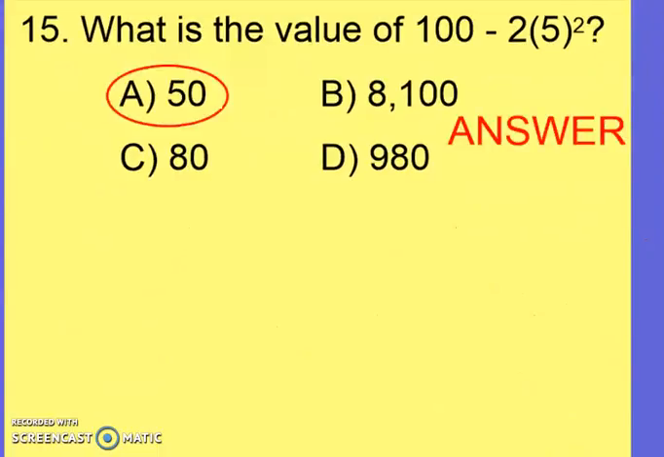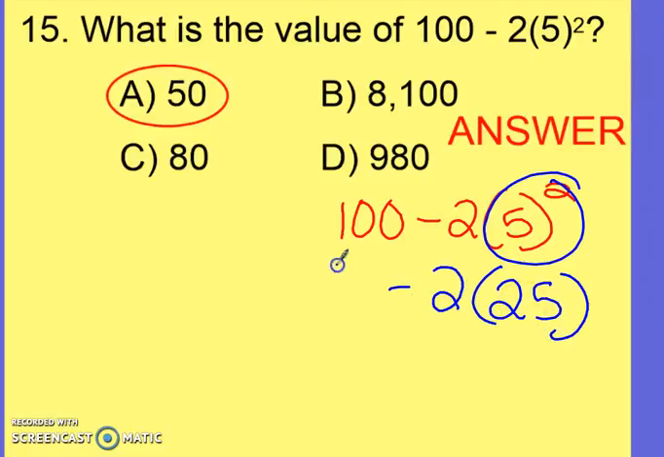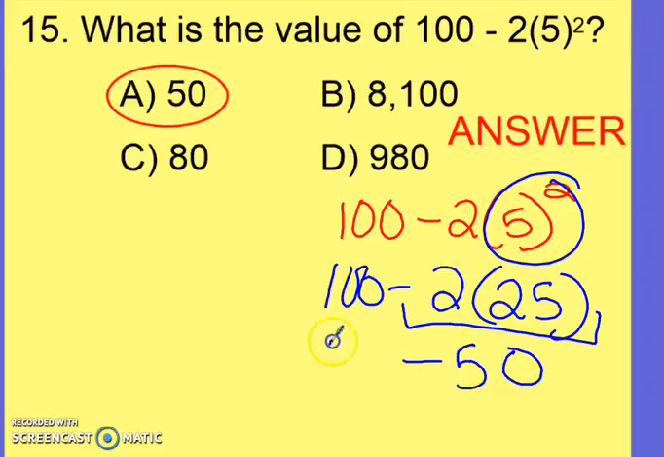Last one. And here's the answer. So the only thing sneaky about this one is making sure that you take the parentheses. Here's the exponents. 5 squared is 25. Negative 2 times 25 is negative 50. And then 100 minus 50 is 50.